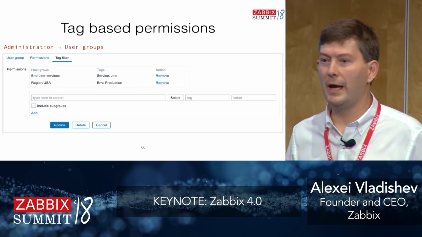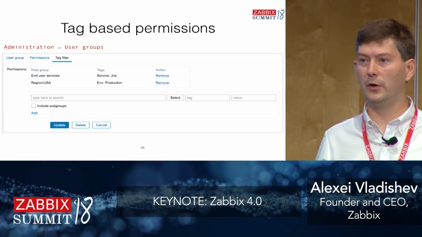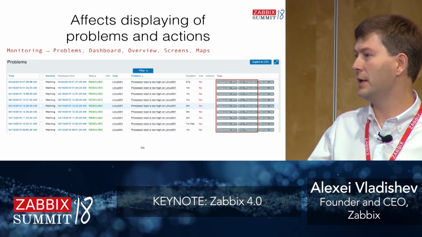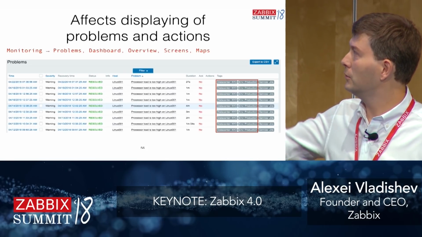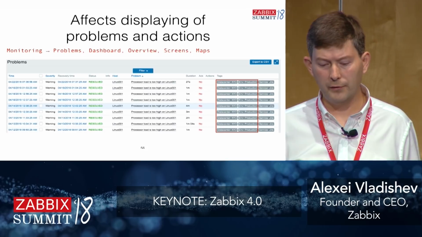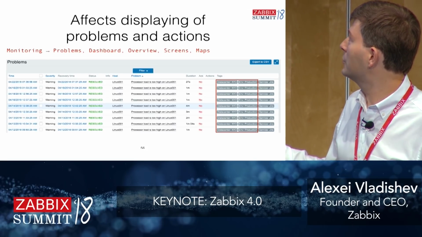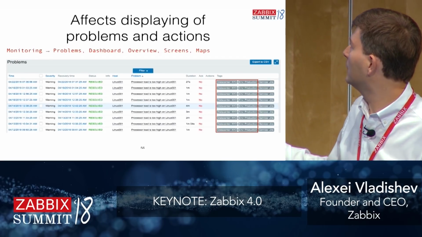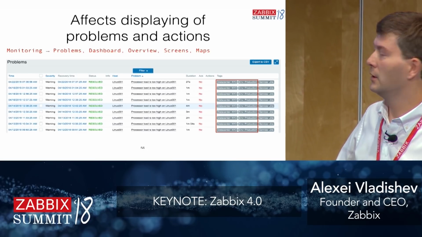And this user group won't see anything else. They will see only their own problems: problems from production with Jira. And that's it. And it affects, as I said, only the way you access and display problems. So you go to the dashboard, or to monitoring problems or overview, screens, maps, and you won't see any other problems. You see only data center New York 2, environment production. Sorry, the filtering was based on Jira and production, so the highlighting is a little bit wrong, but still, data center New York 2 and the service Jira. That's what you are going to see, nothing else.